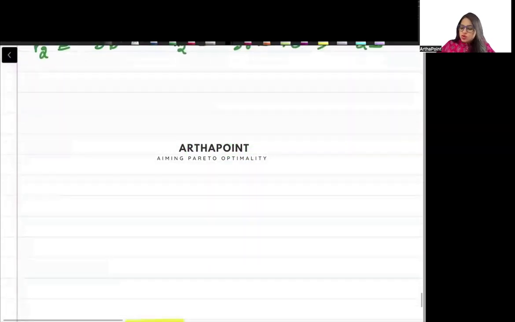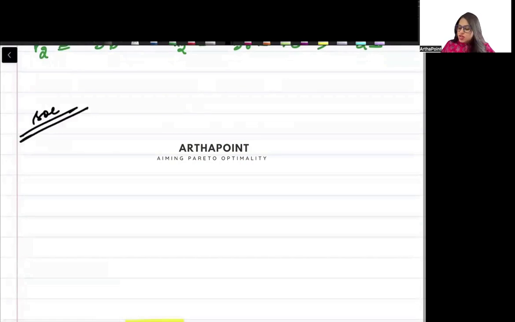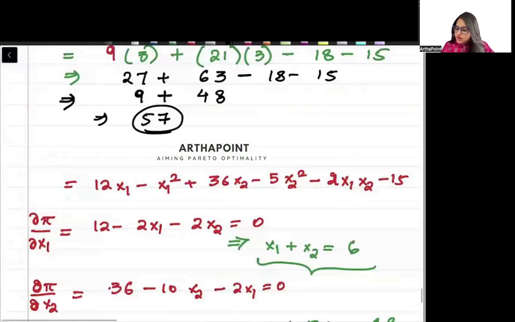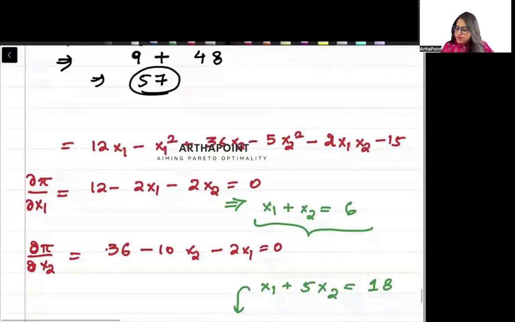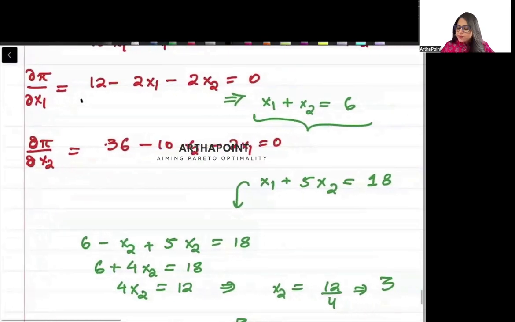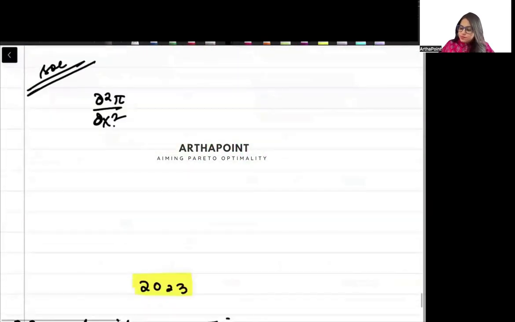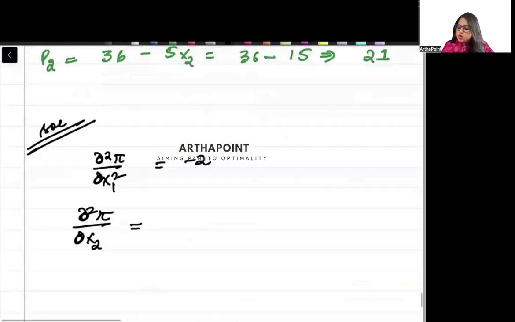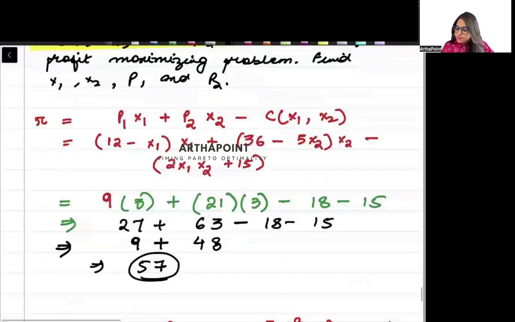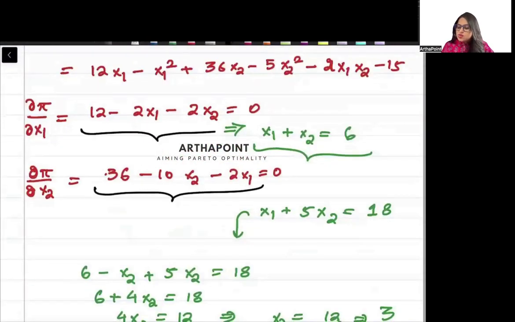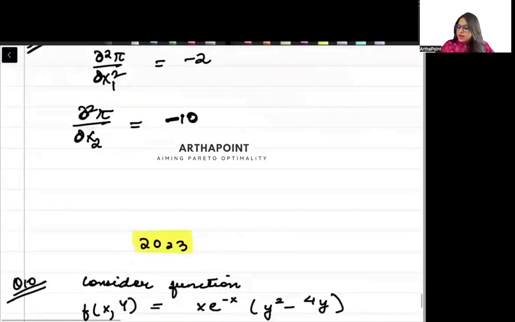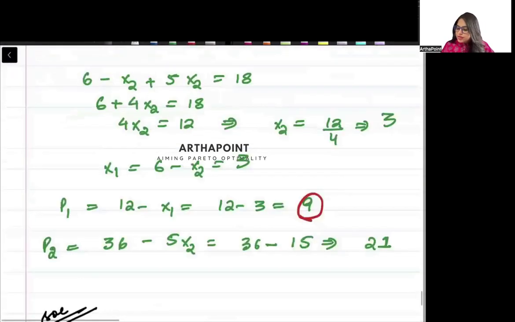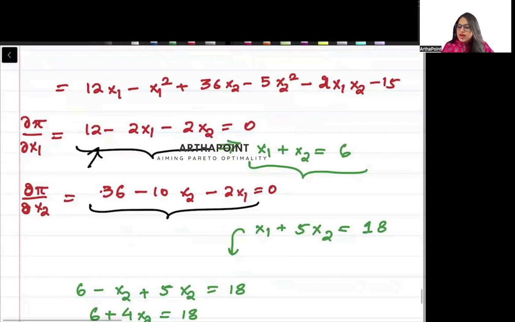Now what we need to do, we need to also check the second order condition. So to check the second order condition, I will differentiate my profit function again with respect to x1. So when I will be differentiating this again with respect to x1, I will get the answer as -2. I will differentiate my profit function with respect to x2. So when I will be differentiating this part again with respect to x2, I will get -10. And when I will be differentiating the x1 part with respect to x2, that means this one with respect to x2, I will get -2.